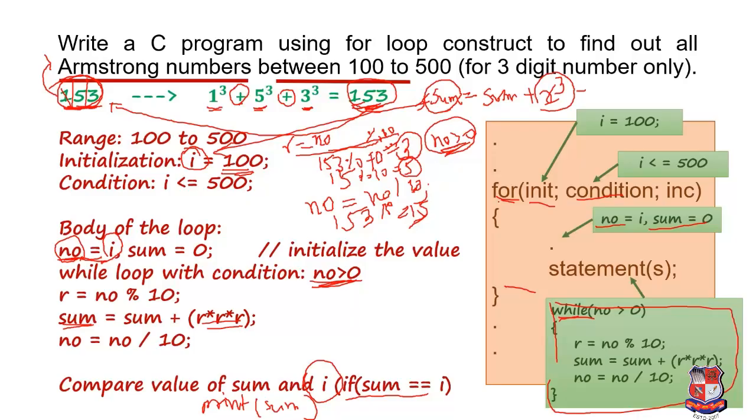I'm giving this example for nesting of loops, because it's not always the case that a for loop is used inside a for loop. We can use any loop inside any loop. So the concept of nesting loops is using a loop inside another loop. Now we'll see the demonstration of this Armstrong number program in Turbo C++.